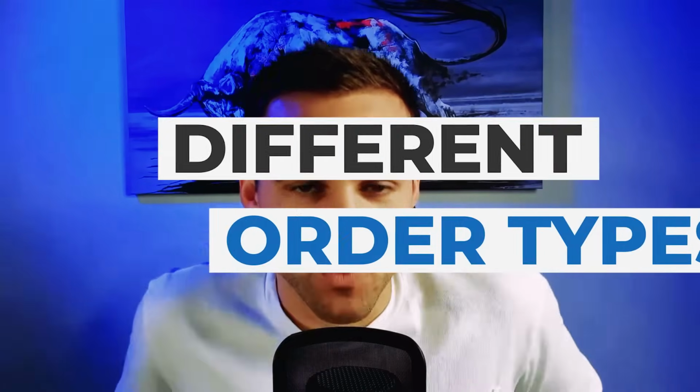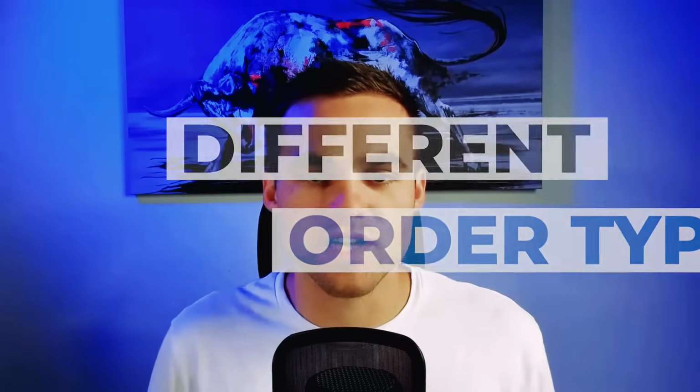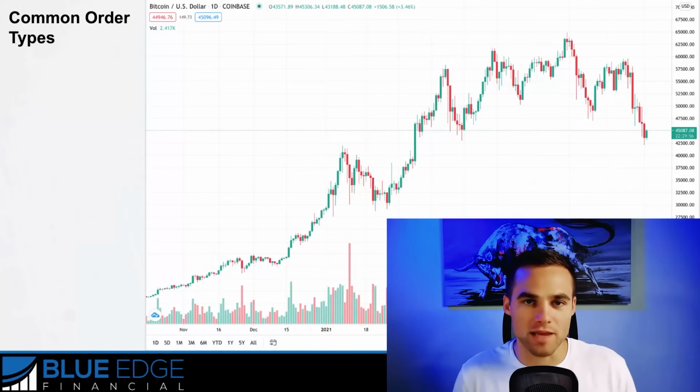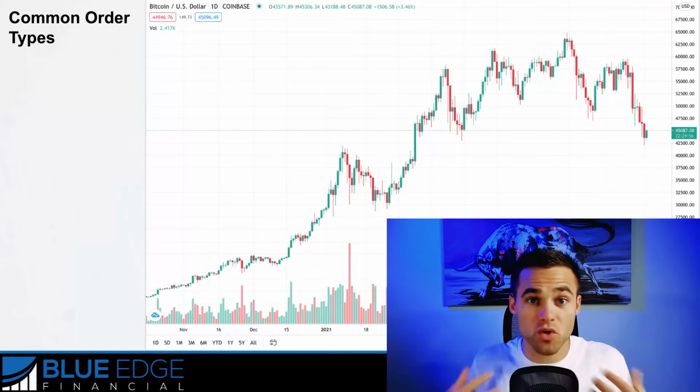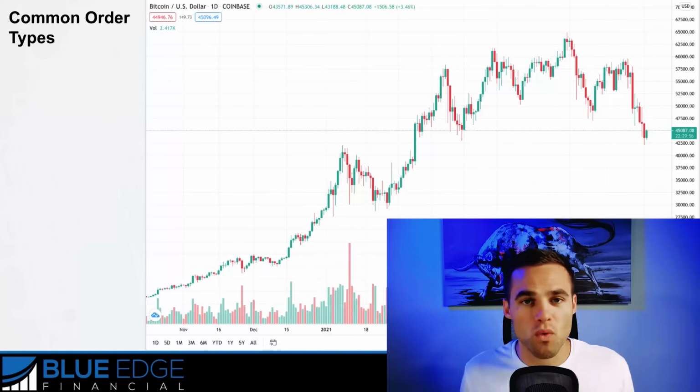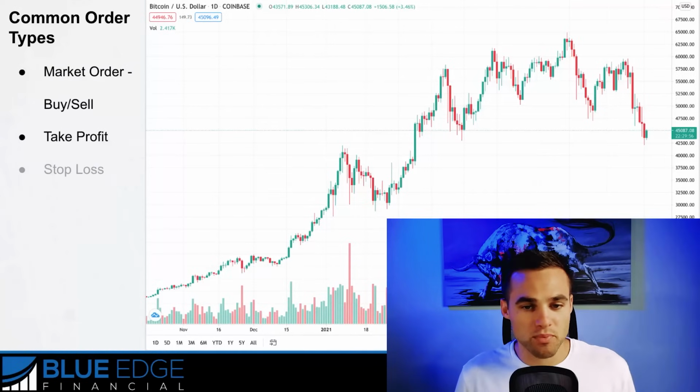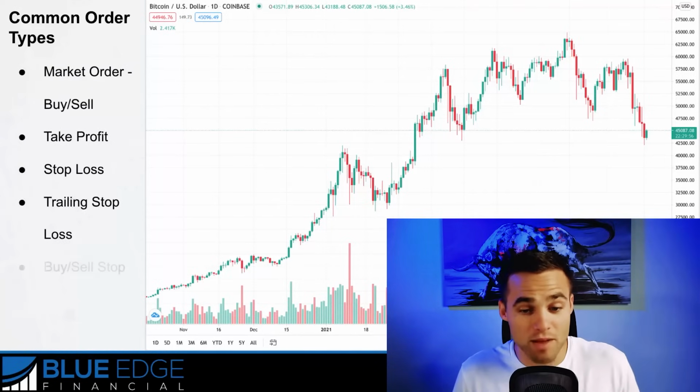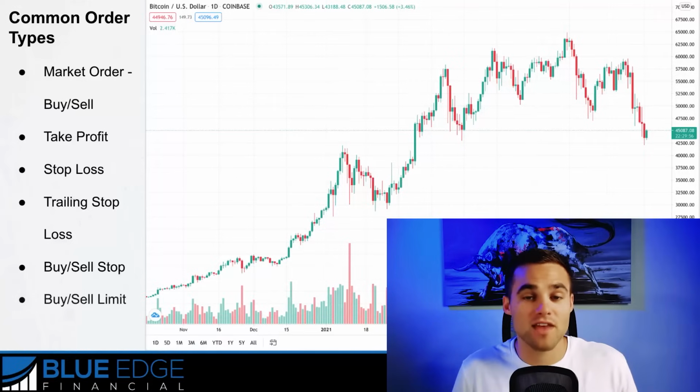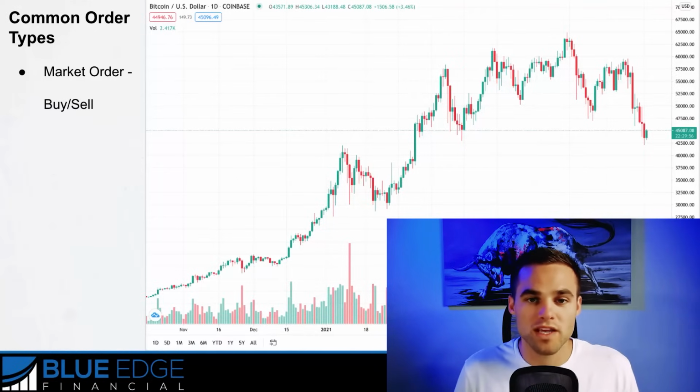Okay, so now we're going to talk about the most common different order types. So what does this mean? When you go to actually place a trade, there's different options that it'll give you on how you can place this trade. This means that when you're going to actually place your trade, say you want to buy Bitcoin or you want to sell Ethereum, there's different types of orders that you can make in order to execute it. I know this may sound a little bit confusing, but I'll make it really simple, okay? So there's market orders, there's take profits, there's stop losses, there's trailing stop losses, there's buy and sell stops, and there's limit orders, okay? So let's get into what each one of these means.